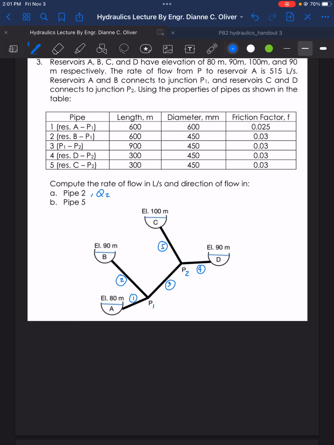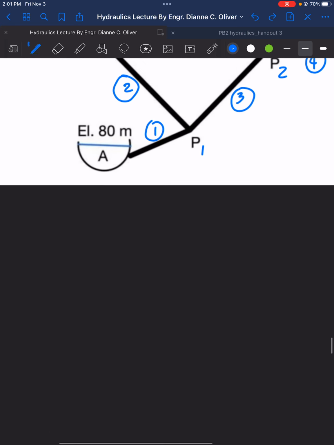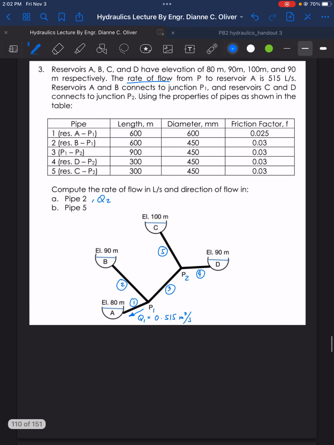Now it says there is a given rate of flow Q from P to reservoir A, this one here, which is 515 liters per second. Meaning, Q1 is already given. So this is the flow of Q1. Q1 is 0.515 cubic meters per second. So that's the given: 515 liters per second is 0.515 cubic meters per second.